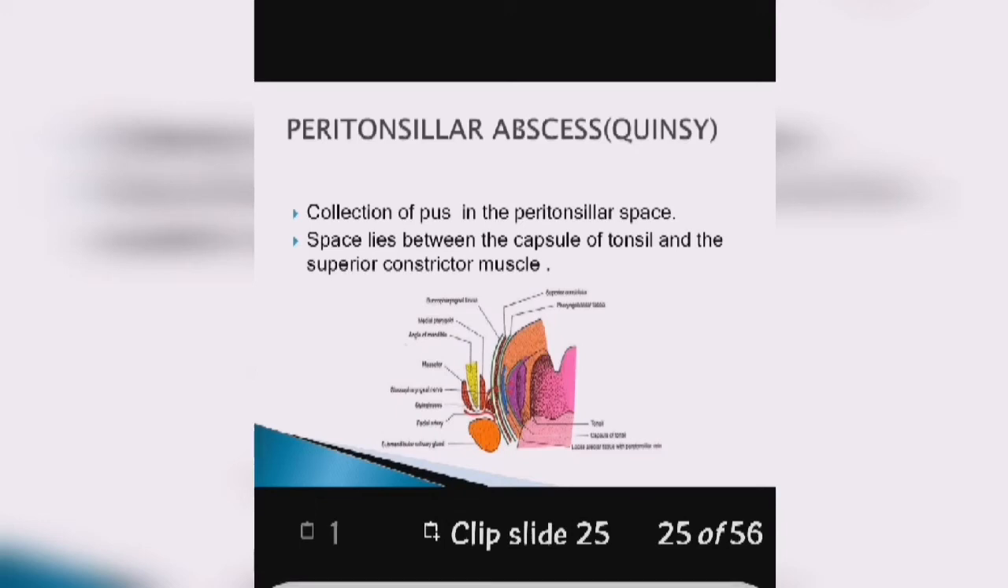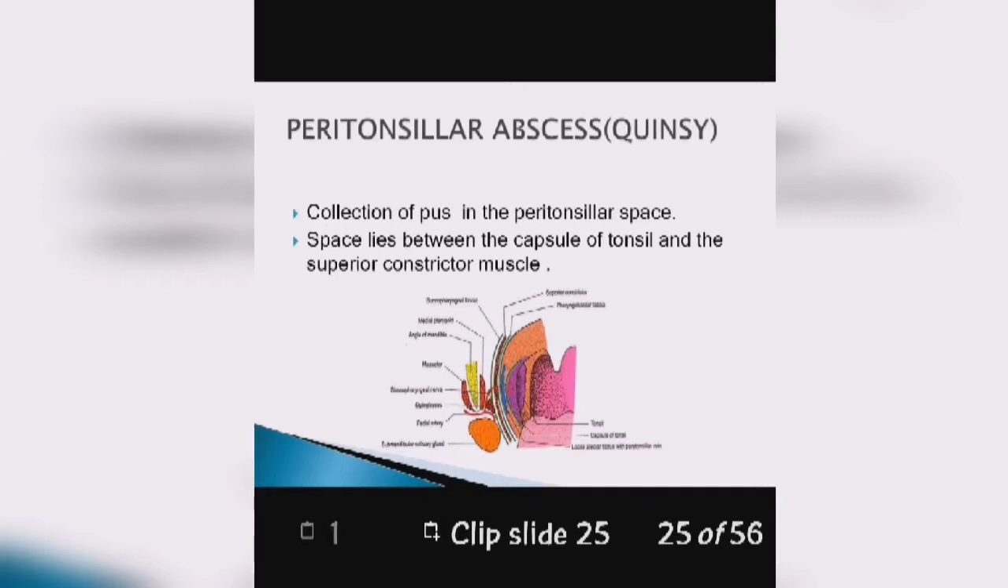Now we're talking about the peritonsillar abscess, or quinsy as it is also called. It is a collection of pus in the peritonsillar space, a space which lies between the capsule of the tonsil and the superior constrictor muscle.